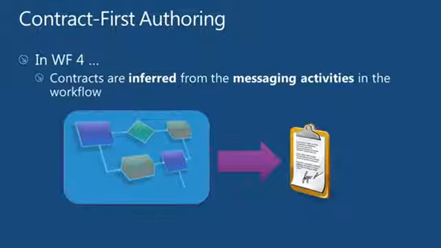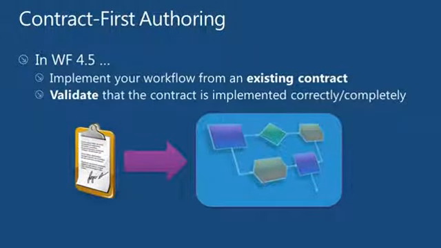And that's great from a get-up-and-go experience perspective, but it does make it hard if you're looking to work with existing contracts. So what we want to do in .NET 4.5, well, we made it such that you can very easily implement your existing service contracts, so your WCF service contracts, using the tools that we give you. And then you can very easily validate that, yes, my workflow does, in fact, implement this contract correctly. So let me go through what that experience looks like.